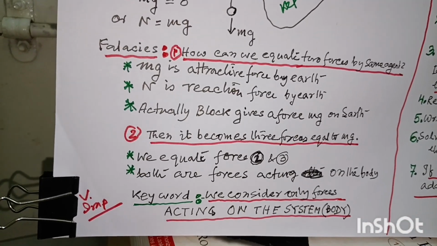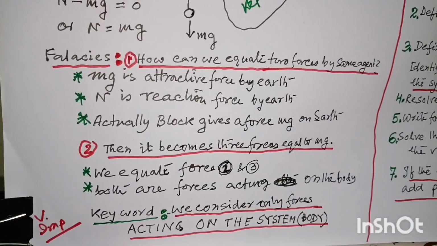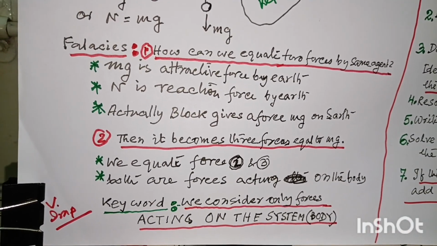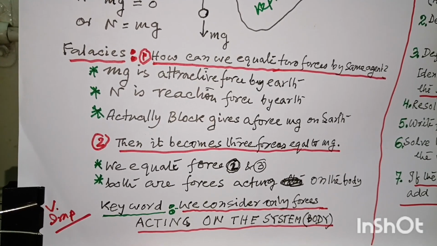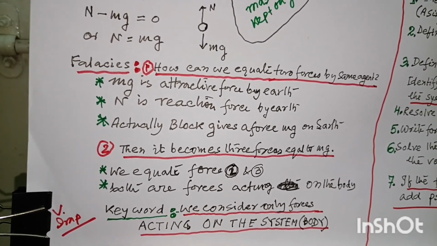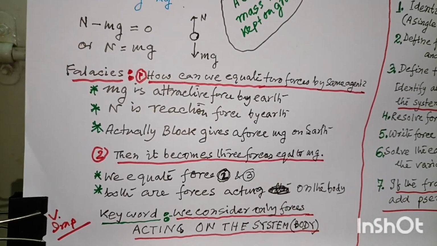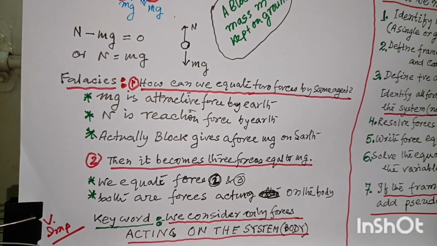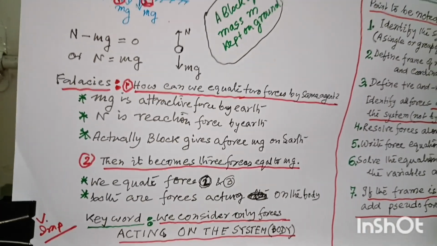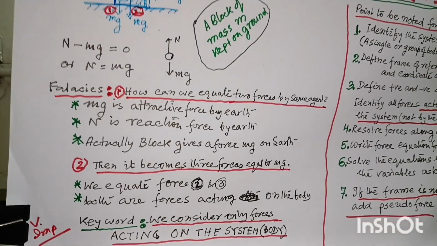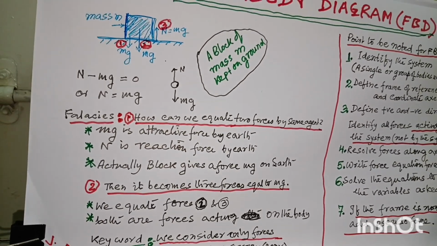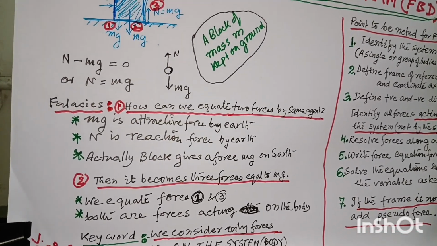So the keyword: we consider only forces acting on this system. We call the body a system. So I hope you have understood. This is a very, very important keyword. We will take only forces acting on the system. So first we will have to choose the system. Here the system is the block, and then we will have to find out what are the forces acting on the system, not by the system.